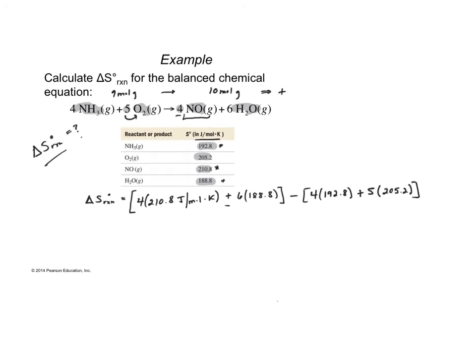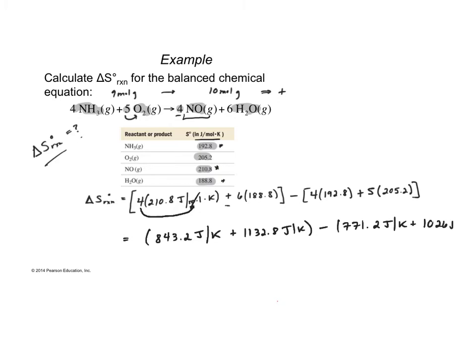Okay, so once I have everything plugged in, then it's just about doing math. So for this first bracket, I end up with 843.2. Now a note again about units. When we take this little n and we multiply it into our units here, the stoichiometric coefficient cancels the moles, okay? So when it comes out of this, the units are going to be just joules per Kelvin. So that's 843 plus a 1132.8. That is the first bracket, and I'm subtracting from that 771.2 plus a 1026.